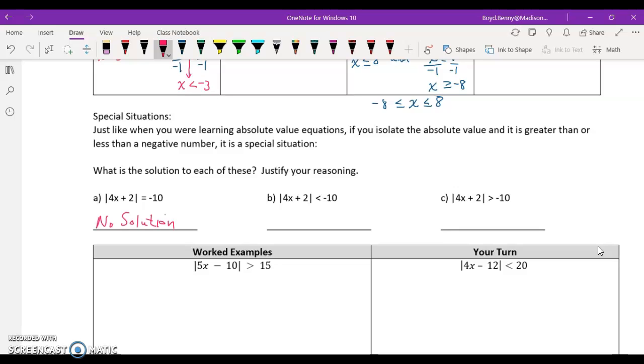Let's move on to this inequality. This says that the absolute value is less than -10. When I think about that, less than -10, that's just more negative numbers. That's like the first one. That's like saying 4x plus 2 equals a negative number. So again, this is going to be a no solution problem.